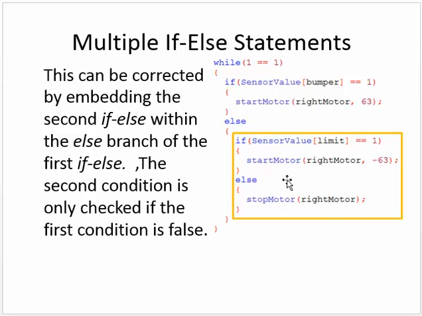All right. And this is really what they wanted to do. What they're saying here is if the bumper switch is equal to 1, then start the right motor half speed. Else, if the bumper switch isn't taking control, then let's look at the sensor value. If the limit switch is set to 1, then start the motor in the opposite direction. Or not, but else, if it's not set to 1, then stop it. But this is all a part of that else statement.